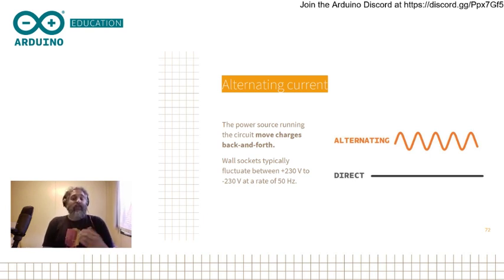So, for example, European wall sockets have an alternating current that goes at 230 volts, peak to peak. I think somebody made a mistake with my documentation. And it will oscillate at the rate of 50 hertz. This is different for the US, Mexico, and so on, where the voltage is actually 110 and the rate is 60 hertz. And this is relevant because it makes different components or different designs have to be ready to be used under different situations.